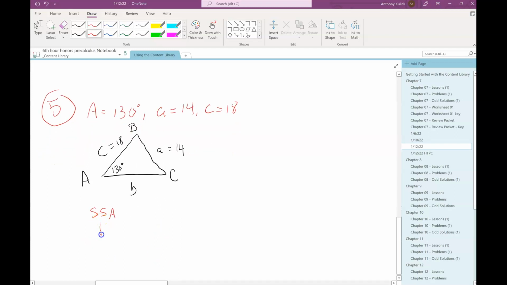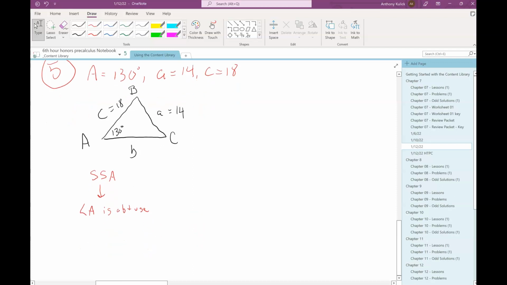Okay, so this is the weird one. The first thing I need to worry about is the size of the angle that's given to me. It would be angle A, which is 130 degrees, so that is obtuse. So in the obtuse or right triangle situation, we can only get 0 or 1 triangle. There's no 2 triangles possible. There's no ambiguous case possible.